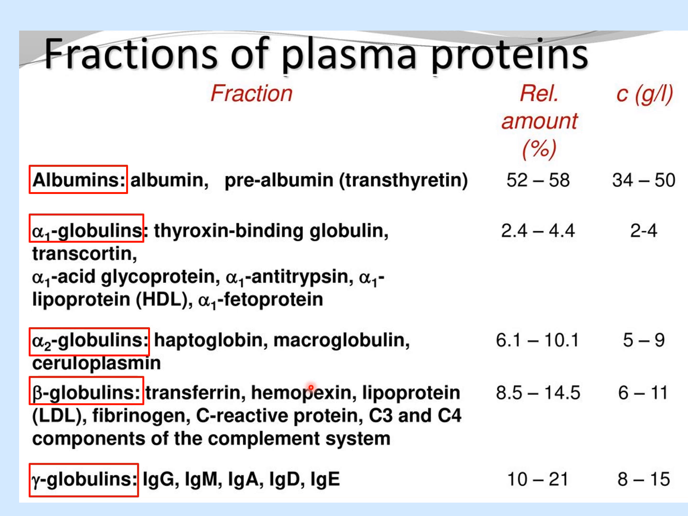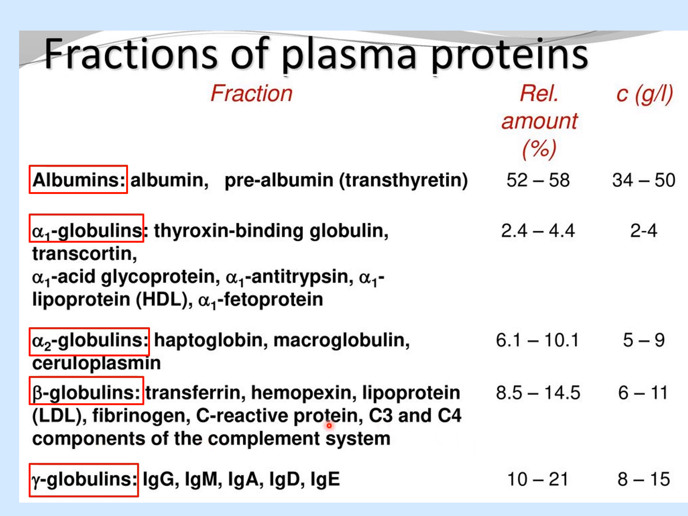Alpha-2 globulins. Here we can find haptoglobin, for example, macroglobulin, ceruloplasmin. All these proteins have specific functions. I'll say more about this later. In beta globulins, again, we can find transferrin, hemopexin, lipoproteins, LDL, low density lipoproteins, and other proteins.